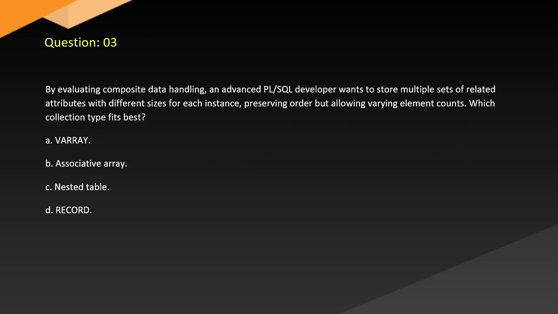Question 3. By evaluating composite data handling, an advanced SQL developer wants to store multiple sets of related attributes with different sizes for each instance, preserving order but allowing varying element counts. Which collection type fits best? A. VARRAY. B. Associative array. C. Nested table. D. Record.